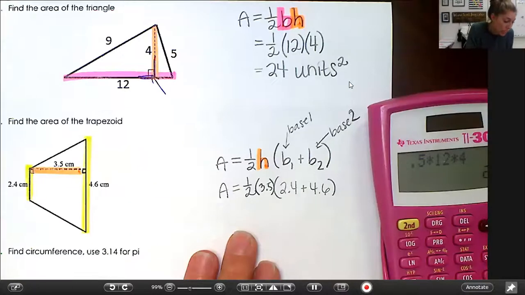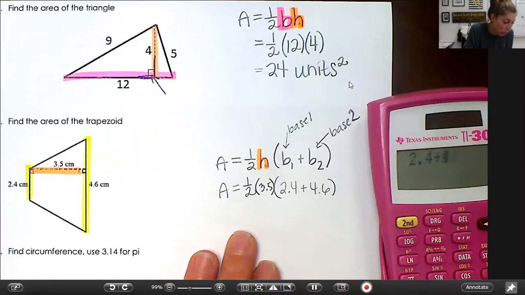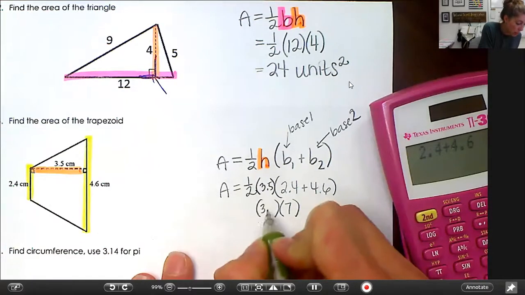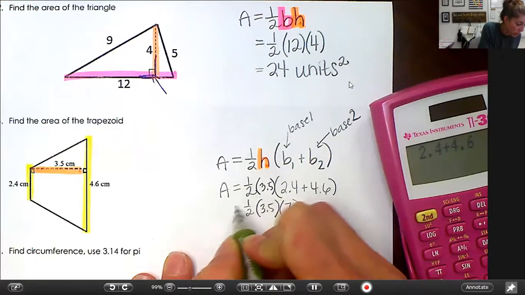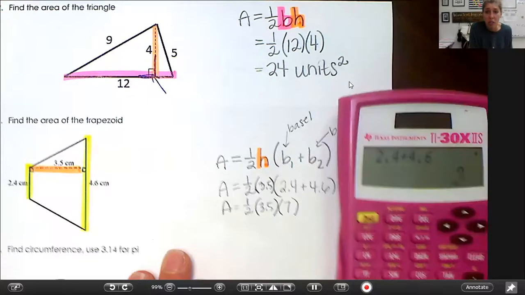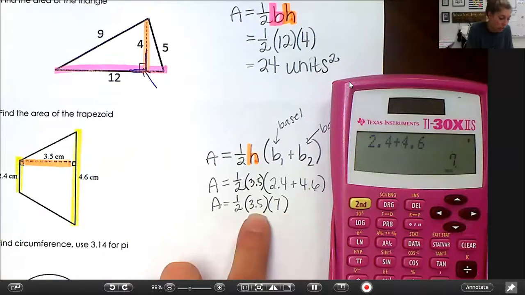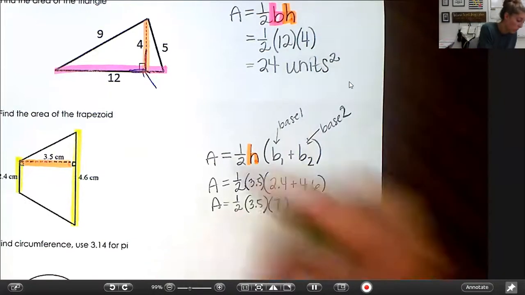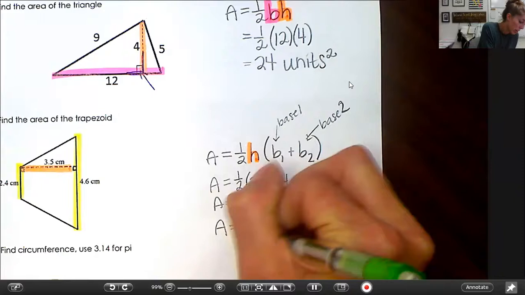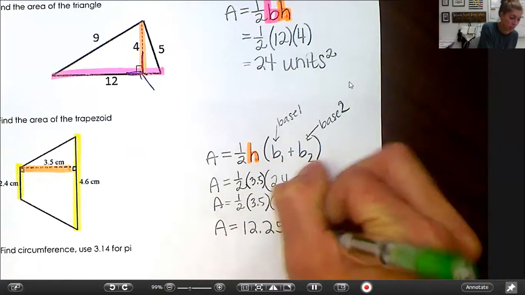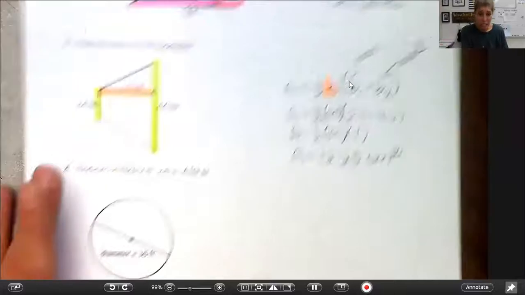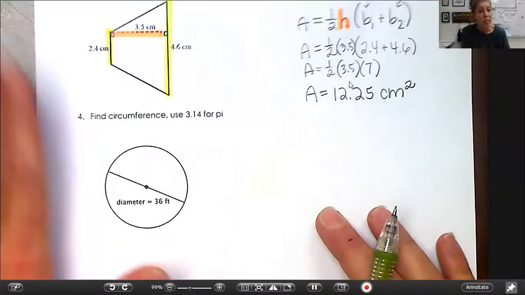And again, I just have a multiplication problem. I do need to simplify that 2.4 and 4.6 first before I start multiplying everything. And then I'm good to go. So I've got 7, I'm gonna go backwards, times 3.5 times half, 12.25 centimeters squared.